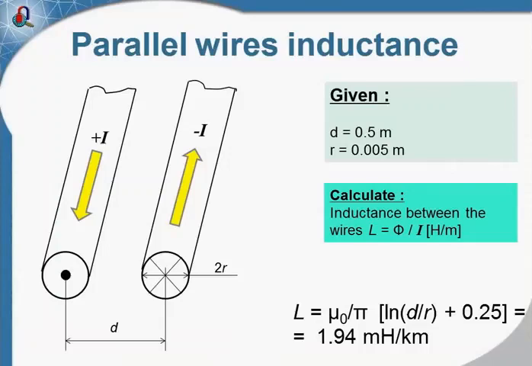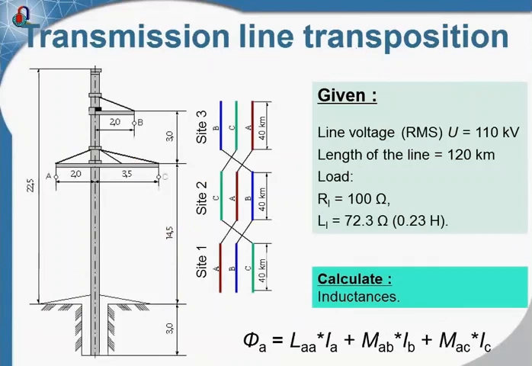You can trust the results calculated in QuickField. Now let's move to the next case. This is the real transmission line. There are 3 phase conductors. There is the ground surface, and there is the transposition of the conductors. And again, our task is to calculate the inductance.